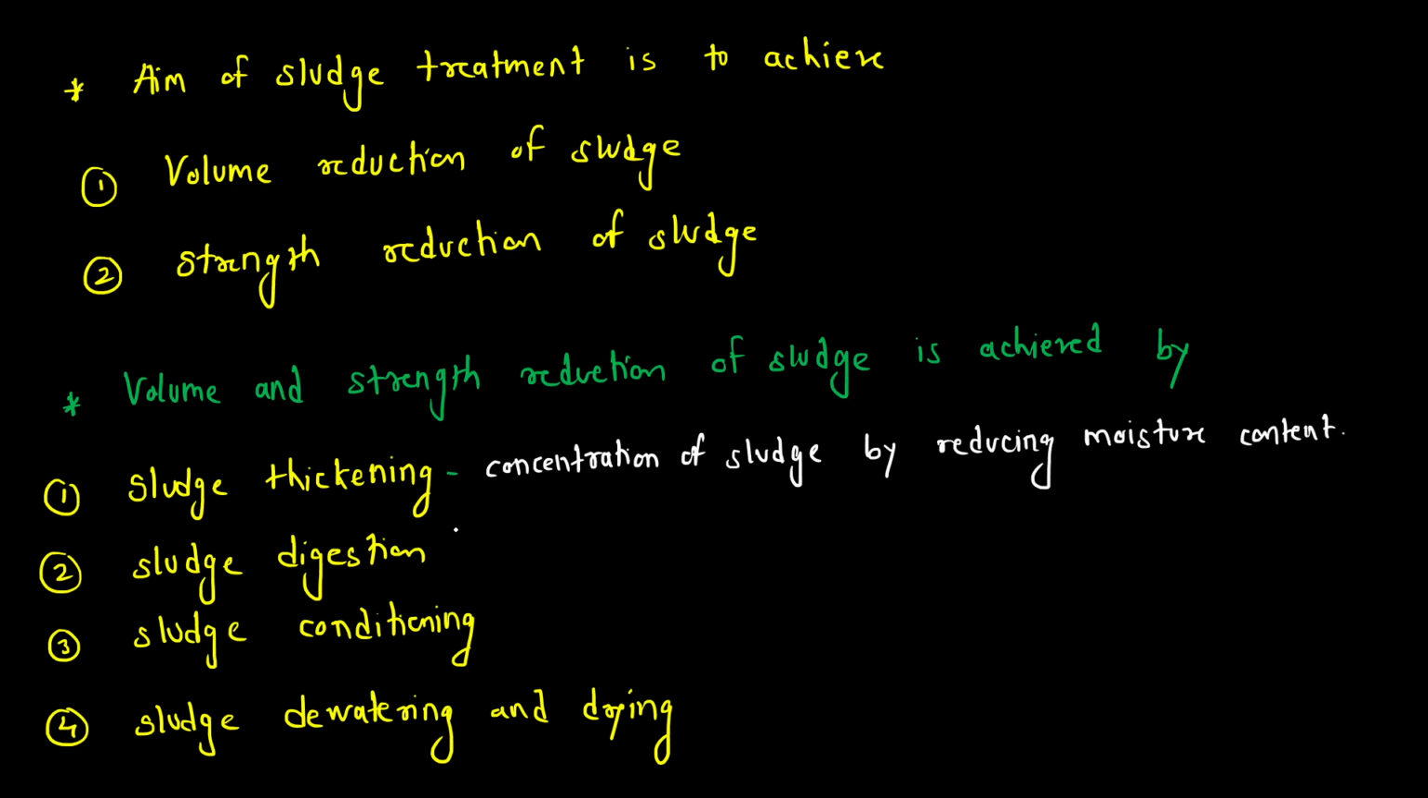Then the next is sludge digestion. This sludge digestion aims for the strength reduction. The sludge thickening is doing the volume reduction, and this sludge digestion is doing the strength reduction. So it is done by anaerobic decomposition for strength reduction.